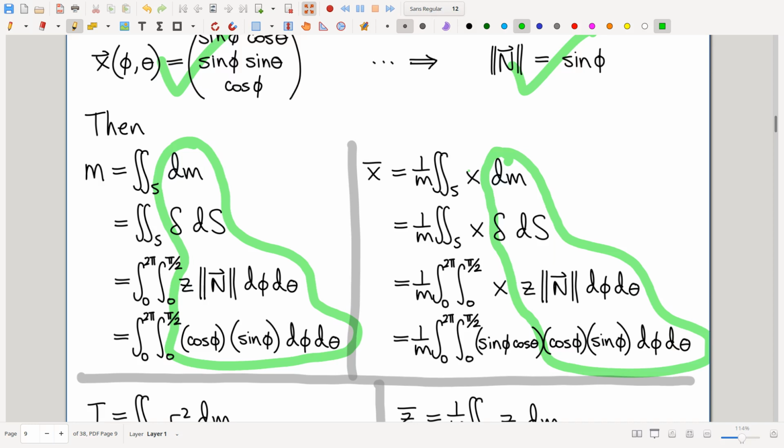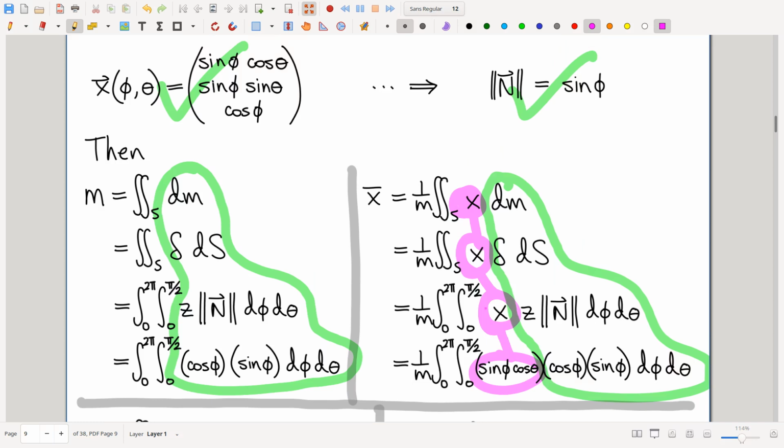And the only difference here, looking at the x-coordinate of the center of mass, is that inside of the integral there's an extra factor of x, which of course you can see from the parameterization is sine phi cosine theta.